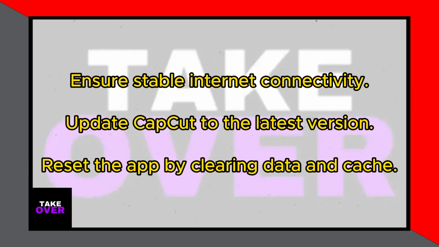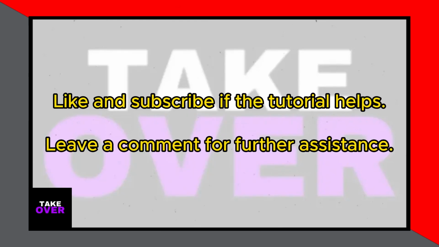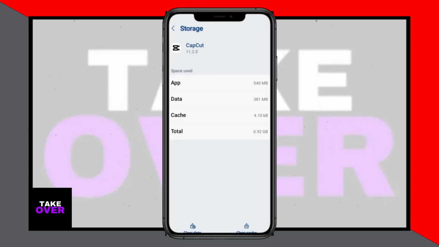If the connectivity isn't the problem, ensure that your CapCut app is updated to the latest version. Outdated versions may encounter glitches preventing sign-in. To update the app, head to your device's Play Store or App Store, search for CapCut, and install any available updates. If updating doesn't resolve the issue, you can reset the app.